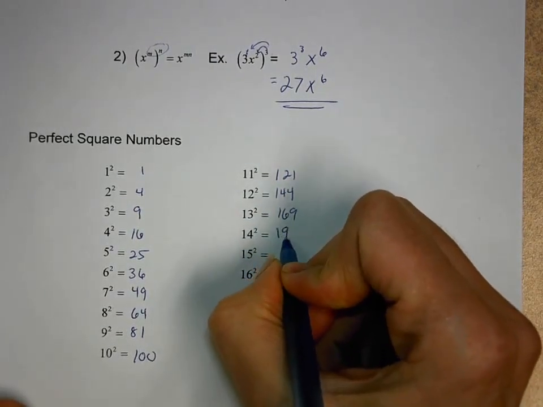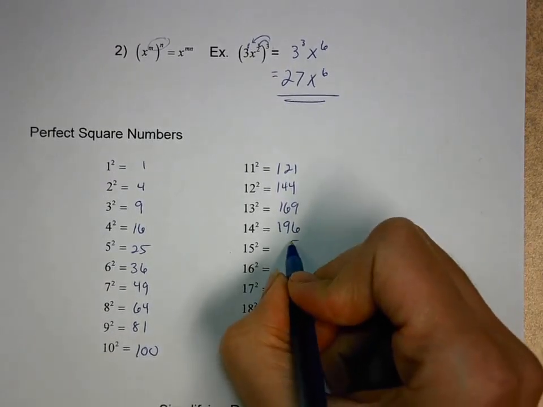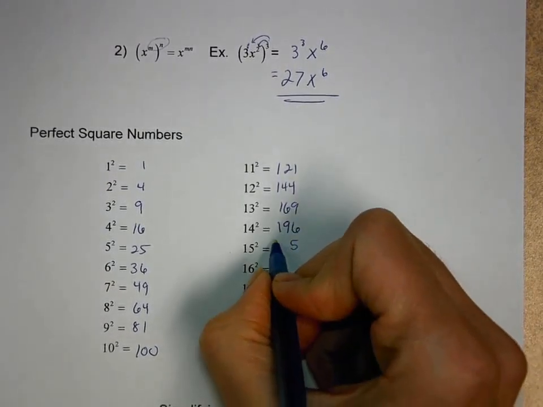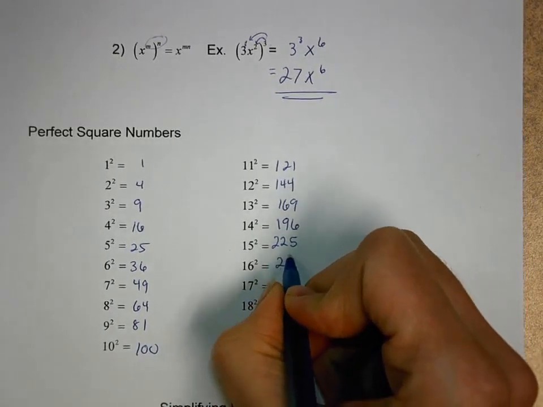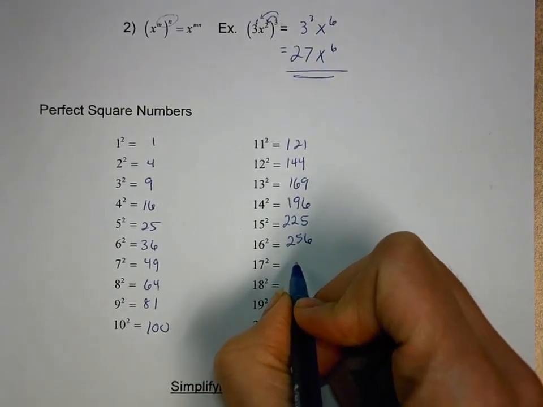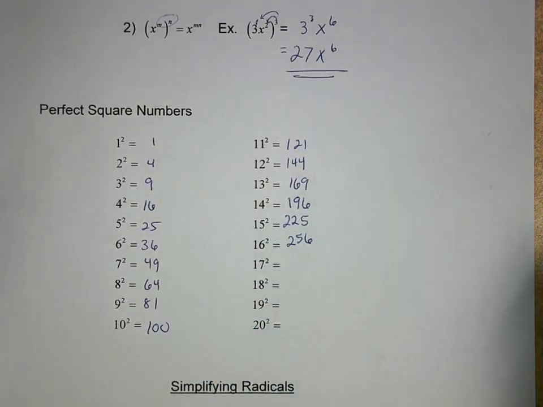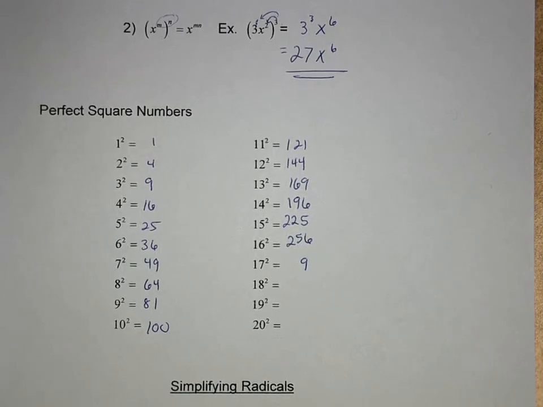So it's 196. 15 squared, you know it's going to end in a 5. So yep, it's 225. 16 squared is going to be 256. 17 squared. Oh, this is the one that... Guys, first of all, what's 7 times 7? 49. So you know a 9 is going to be in your units digit.